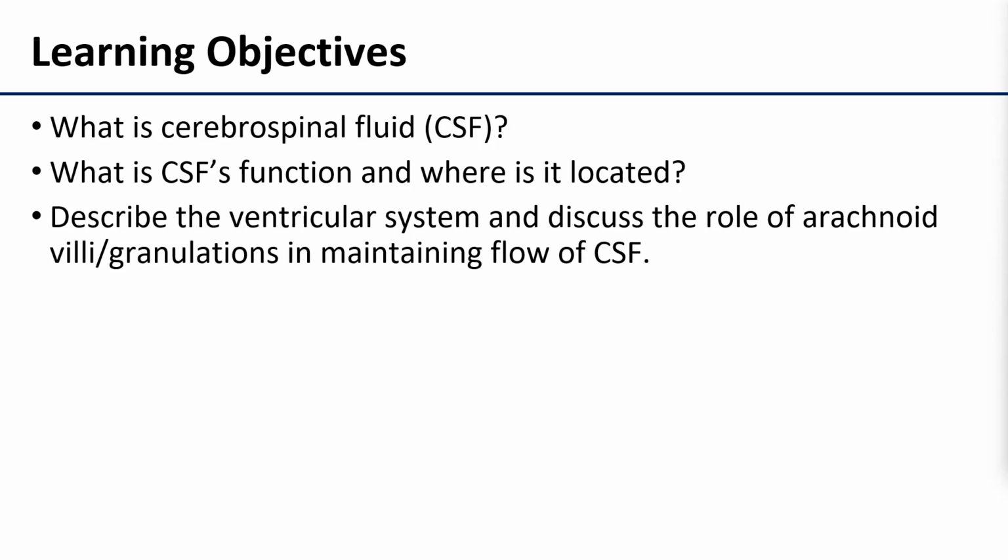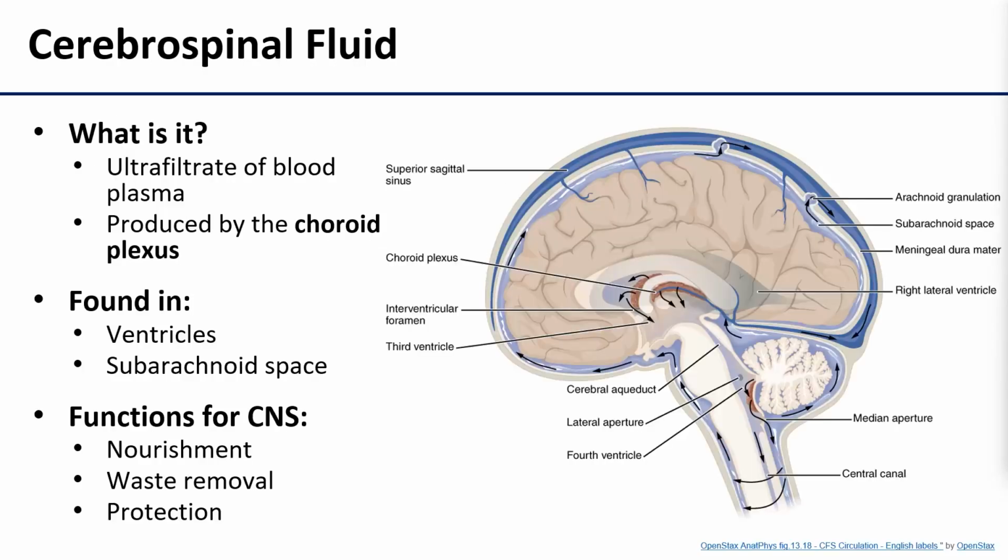In this video, we are going to take a look at what exactly cerebrospinal fluid is. We're going to talk about its function and see where it's located, and then we are going to describe the ventricular system that it flows through and discuss the role of arachnoid granulations in maintaining flow of cerebrospinal fluid. So let's dig right in.